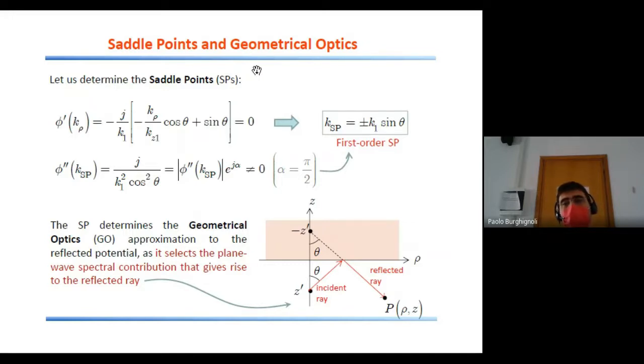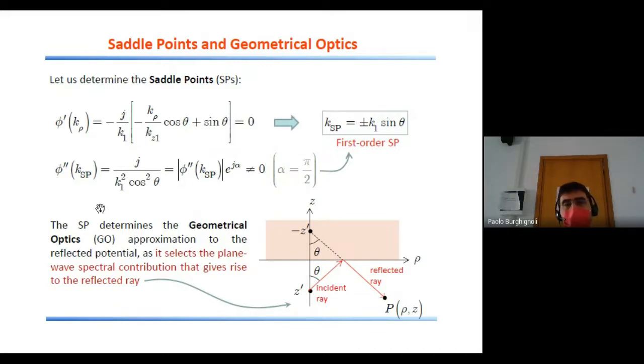In this case, it's easy to see that there is a single saddle point, because if you evaluate the first derivative of the function phi and you equate it to zero, you will discover that there is a saddle point at plus or minus k1 sine of theta. So there is a saddle point on the real axis, since k1 is a real number, for a lossless lower medium. And this is a first order saddle point because the second derivative of the function phi evaluated at that saddle point is different from zero. In particular, it is a complex number that is purely imaginary and positive, so that the argument of this second derivative is equal to pi over 2.